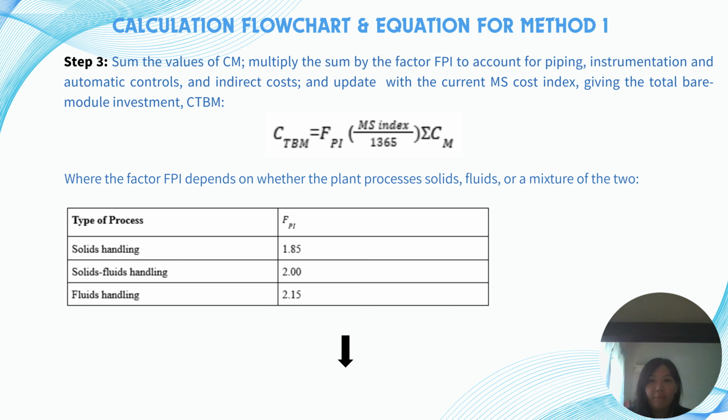After that, sum the values of CM and multiply the sum by the factor FPI to account for piping, instrumentation, automatic controls and indirect costs, and update with the current MS cost index, giving the total bare module investment, CTBM. The CTBM can be calculated using the following equation, where the factor FPI depends on whether the plant processes solids, fluids, or a mixture of the two.